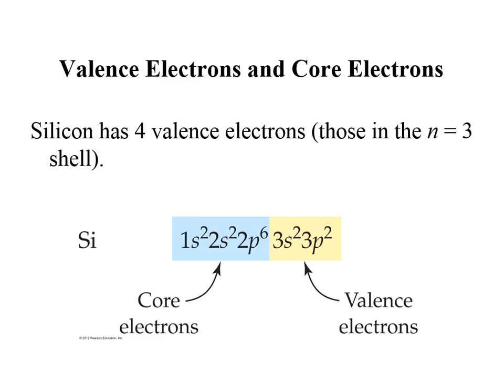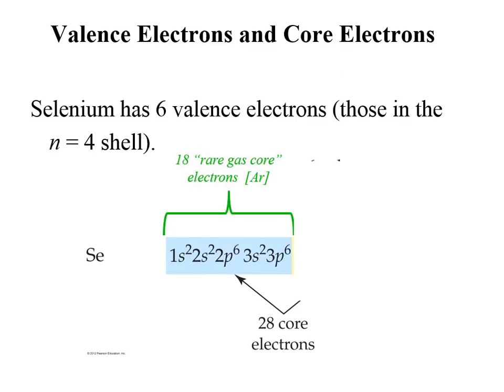So let's go up a little bit higher. Selenium. Selenium is in the same group as oxygen, sulfur, selenium, tellurium, polonium. So how many valence electrons should selenium have? 6. It should have 6.